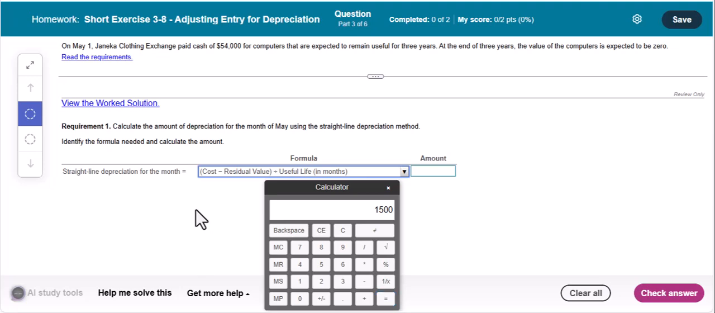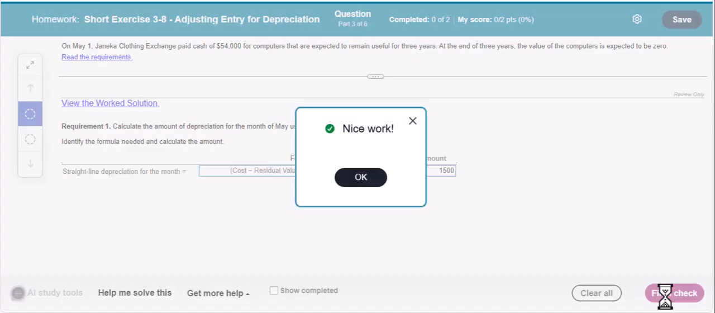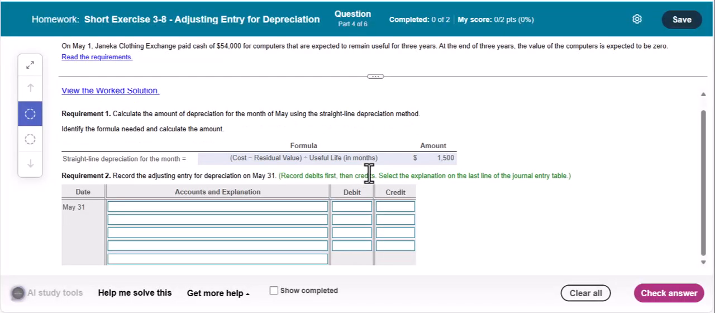And please remember, the residual value is just an estimate. It is a guess, as well as the useful life. So depreciation is not an exact science, it's just an estimate. So let's go ahead and check our answer. Nice work. Okay, and then for requirement 2, we have record the adjusting entry for depreciation on May 31st.